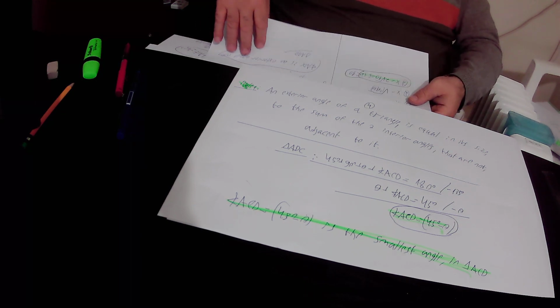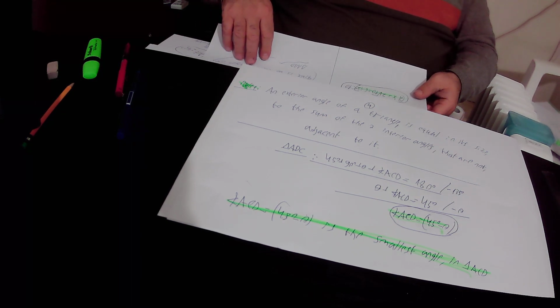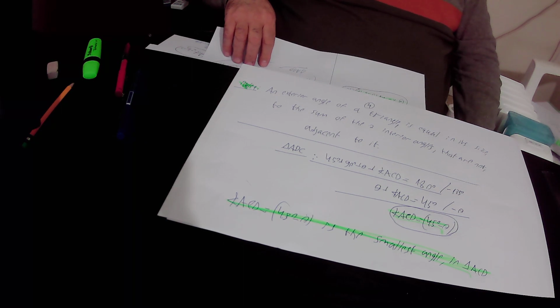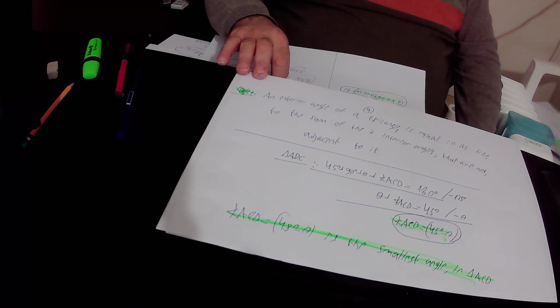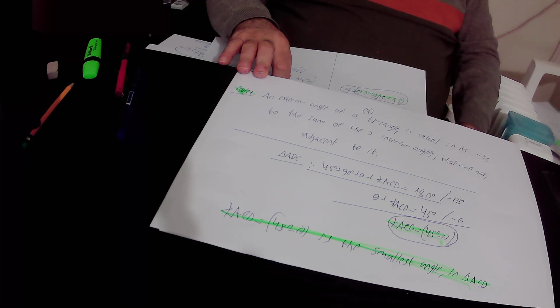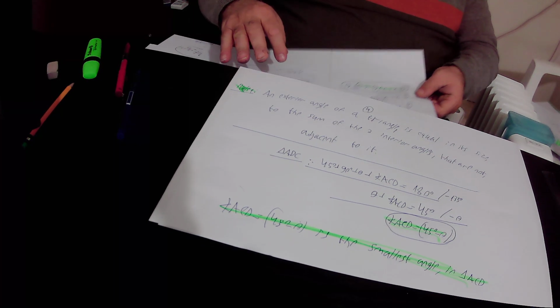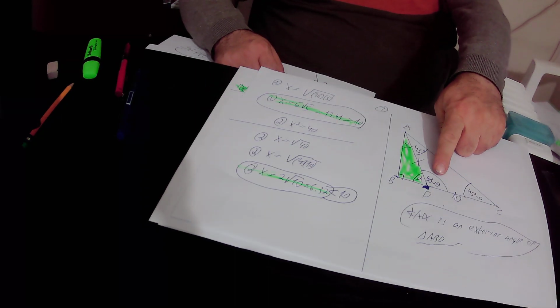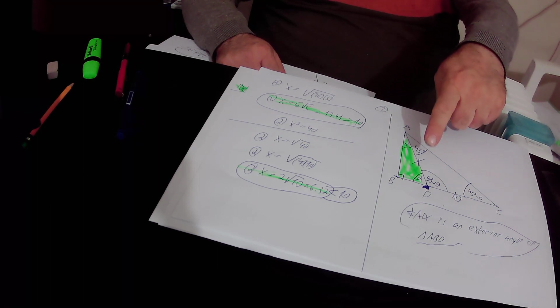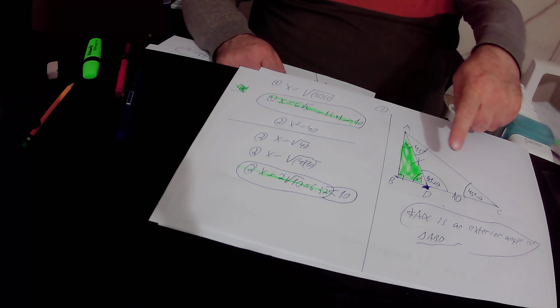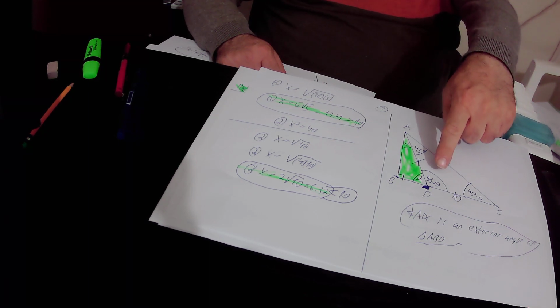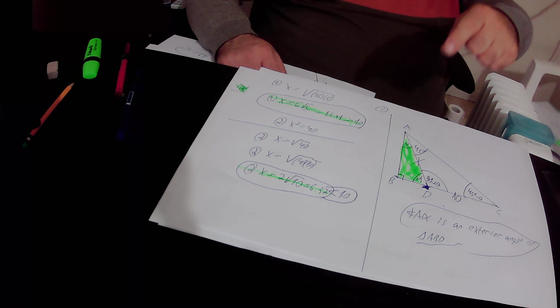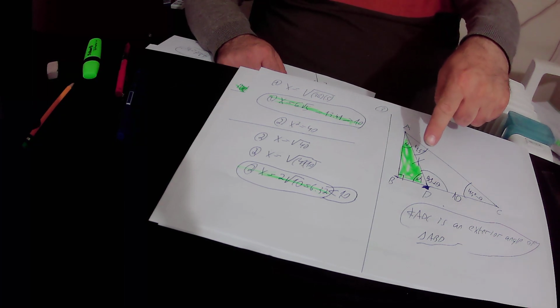So here we have rule number 1 about the size of an external angle. An external angle of a triangle is equal in its size to the sum of the two interior angles that are not adjacent to it. So here the external angle ADC is an external angle of triangle ADB. The size of this angle, the external angle ADC, will be equal to the sum of the two interior angles of triangle ABD that are not adjacent to it.